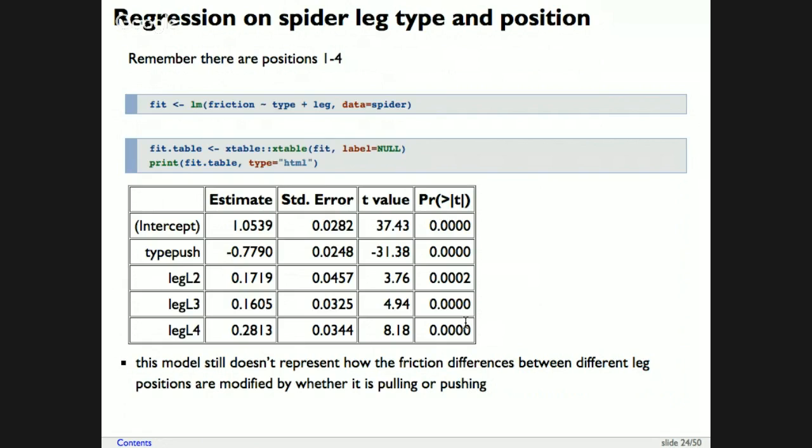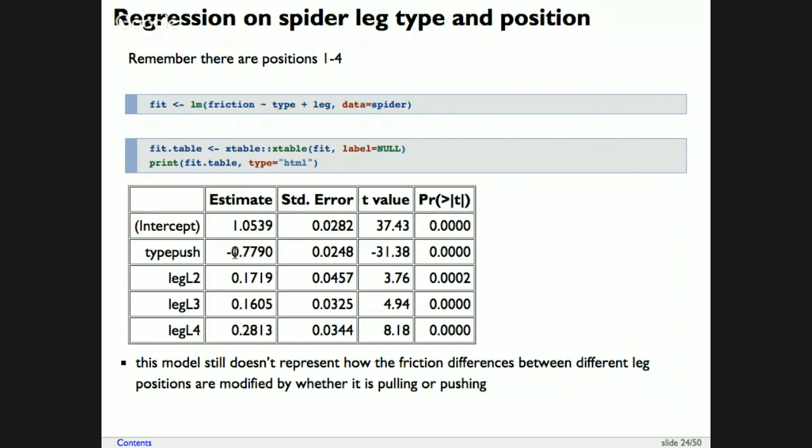So I think we're getting a better model here. It's definitely better than that one. The one that was just friction described by leg, that was a terrible model because all that big difference between pushing and pulling wasn't accounted for at all. So it's definitely better. It's still a little bit problematic because you remember we saw that the difference between pushing and pulling varied by leg. And that's not accounted for in this model. There's just one coefficient for type push.